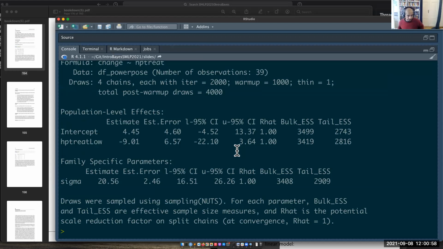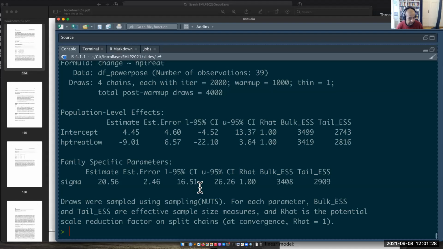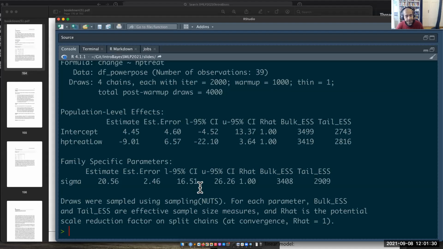But let's first try to fit this model. One other thing to notice is that the sigma parameter is 20 with an uncertainty of 16 to 26, right? So if I were reporting this result, I would say the effect of treatment is -9. That means low power pose will reduce testosterone on average by -9 with a credible interval of -22 to 3, right? And the standard deviation I would report with the credible interval. That's what I would report there.